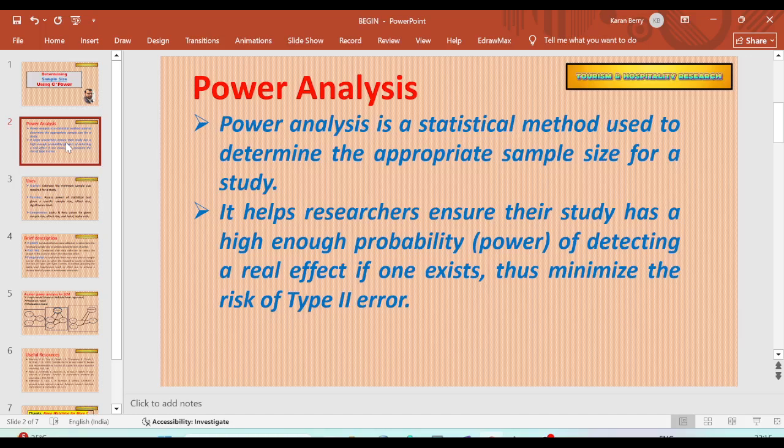So, in case you want to go back and see what is type 1 and type 2 error, you may go back to the playlist and check that video.